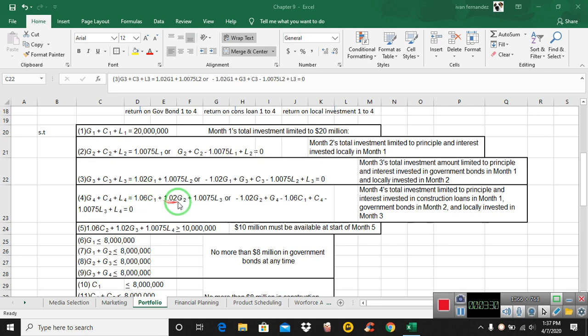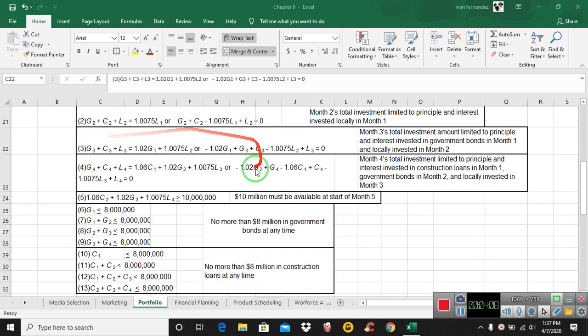To that, you're going to add anything you invested in the second month in bonds, because if you invested something in the second month in bonds, those run for 2 months. So they will be locked in the second month and the third month, but in the fourth month, they will be once again available. So 1.02 times G2. Then, of course, you have whatever locally invested funds you invested in the previous month. Those are available to you, multiplied by their return. That's how much money you have in the fourth month.